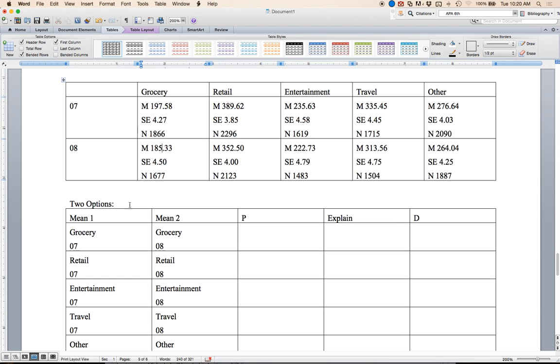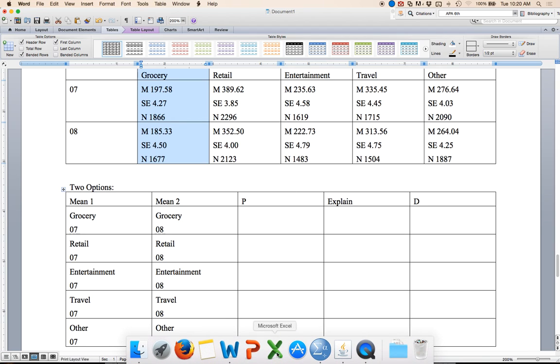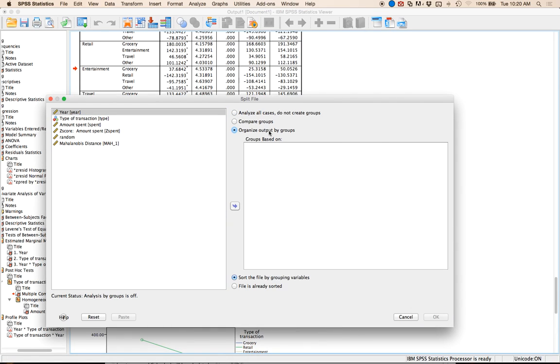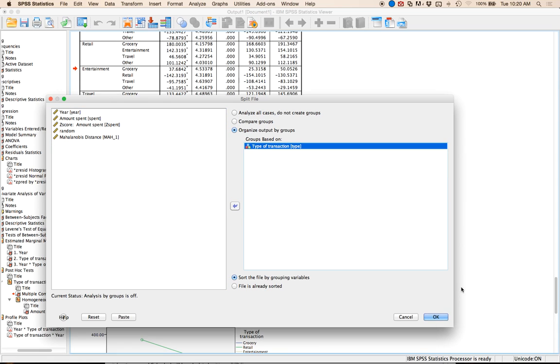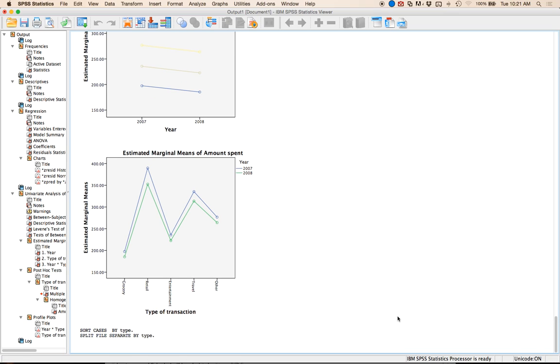Because I want to know each one of these separately, grocery, retail, entertainment, travel, I'm going to split on that variable. Whichever way you decide to go, I'm going down, so I'm going to split that variable up. Because I'm going down, I'm splitting this column variable up. That's a little easier to think about. So click Organize Output by Groups and move over Type of Transaction, because that's my column variable. Hit OK. If you do this the wrong way, you'll get an error when you try to run your independent t-test, and you'll know, so just split on the other variable. If you mess it up, it's easy to fix.